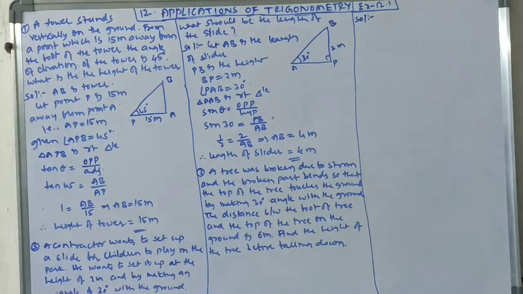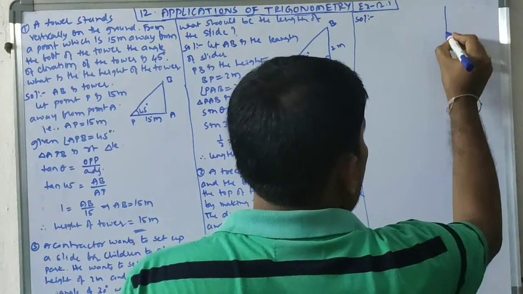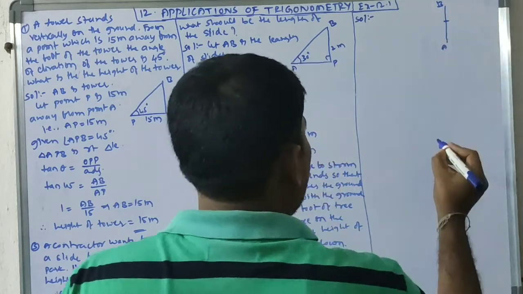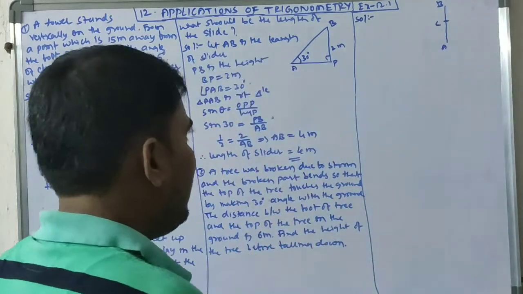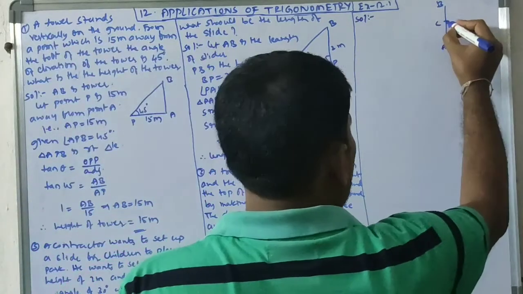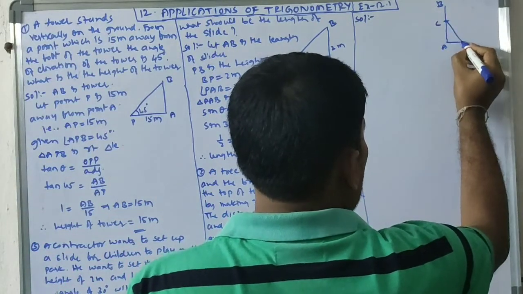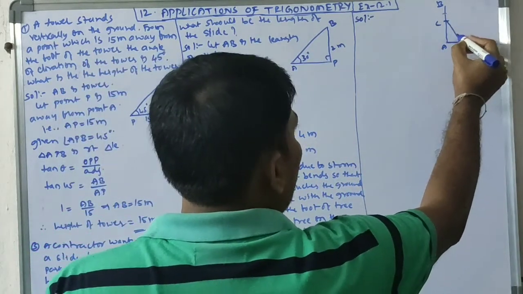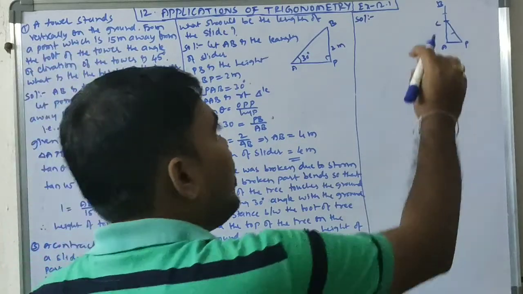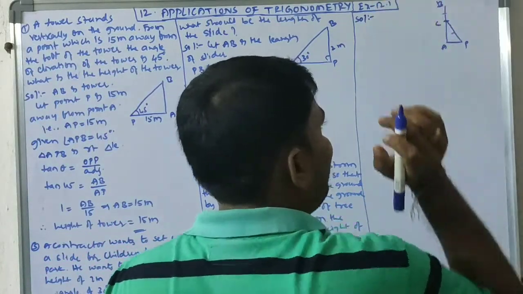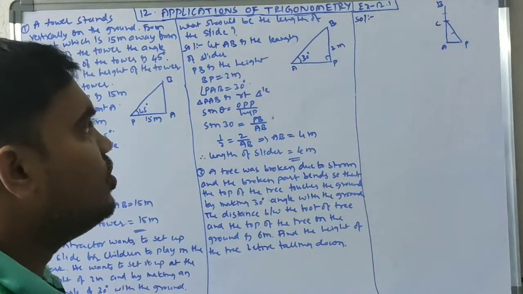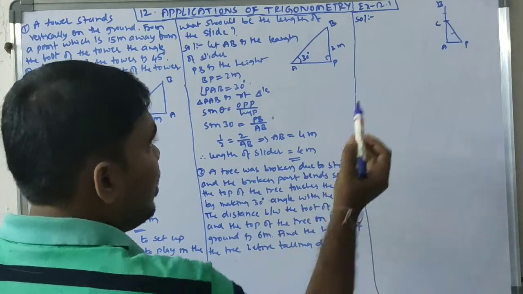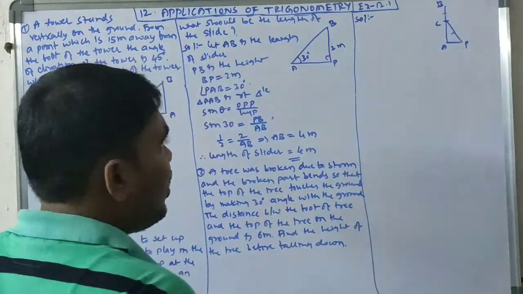So a tree was broken. Let us consider this is A, B, this is the tree. It is broken at some point C, and this broken part BC bent down like this, point P. So this part is equal to this part because this part had been bent down. Now what we need? We need to find the height of the tree before falling down.